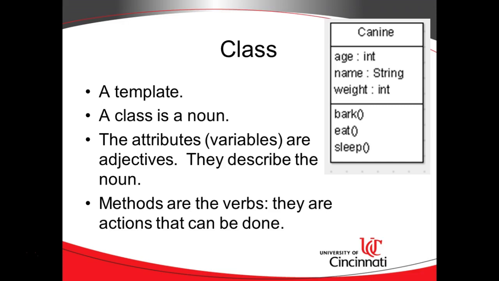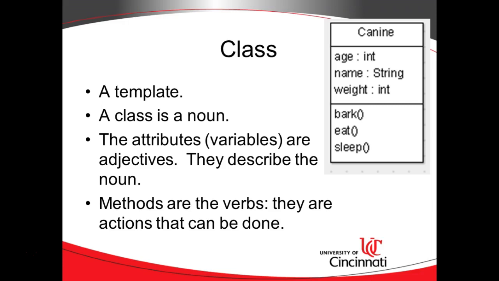So, on to some common object-oriented terms now, and these are things that you probably have heard in earlier classes that talked about fundamentals of computing. So, a class is essentially a template. It's something that we make things out of. A class we tend to think of as a noun, like in this case, I have a canine.